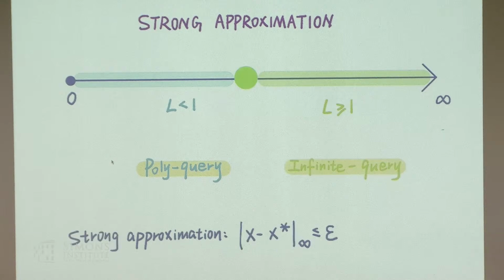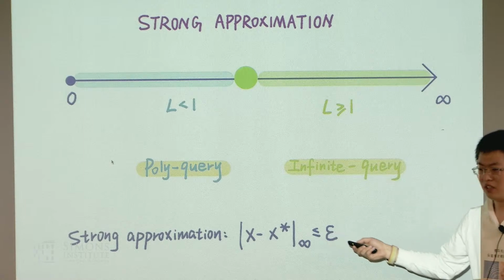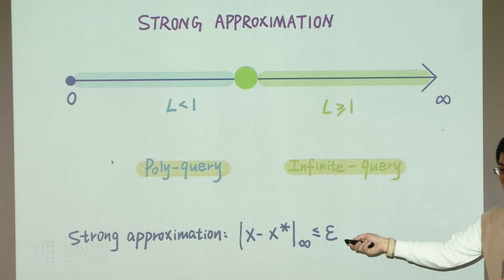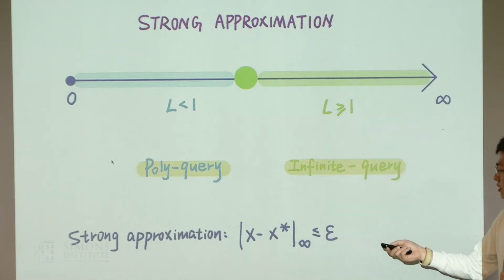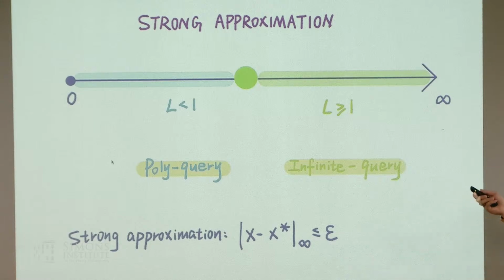But if we want to find a kind of strong approximation fixed point, which just means we want to find a point that is geometrically close to a real fixed point, then what we can show is that when L equals 1, it needs infinitely many queries. But for when L is strictly smaller than 1, we still have polynomial query complexity. So this is what's happening about L equals 1.